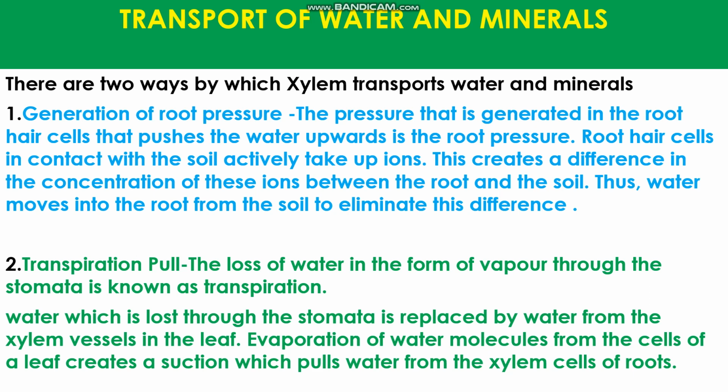Now how is the root pressure generated? The root hair cells accumulate ions against the concentration gradient using energy. As a result, when ions are accumulated in the root hair cells, the water content in the root hair cell decreases. Soil has more water content. Water starts entering from a region of higher water potential to a region of lower water potential. So water starts entering from the soil into the root hair cells. This results in the generation of the root pressure.